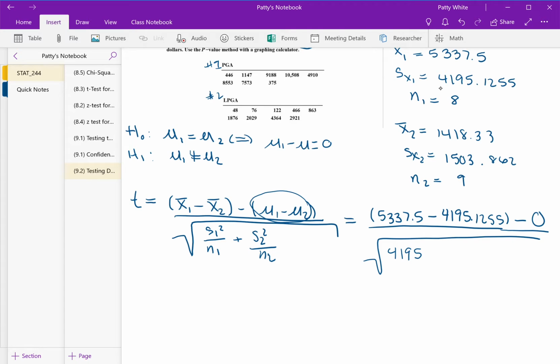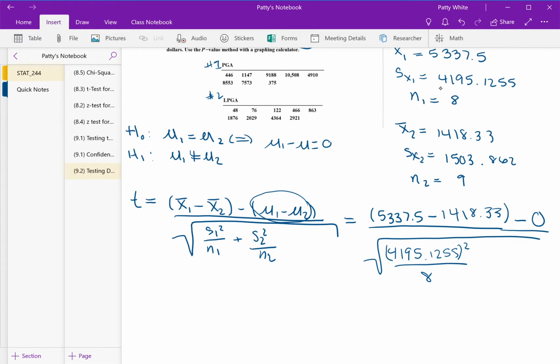Oops, I wrote down x1 bar is given right here, 53375. x2 bar is 1418.33. Sorry about that. The standard deviation for x1 is right here, 4195.1255. Now that's the standard deviation, so I need to take that number and square it, then divide it by its sample size.